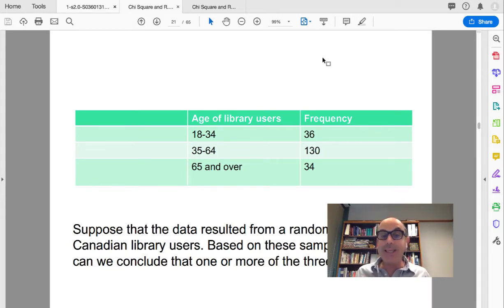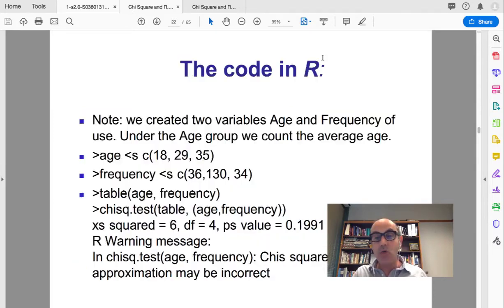But suppose that the data result in a random sample of 200, and this is based on Canadian library users. Based on those sample data, we can conclude that one or more of those age groups differ. So in this case, we need to do the expected values of it. So what can we do? How can R help us to resolve that?